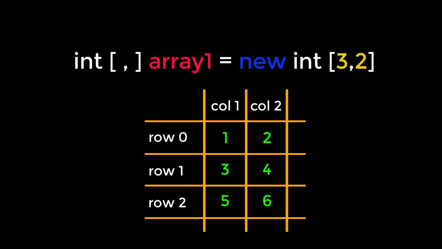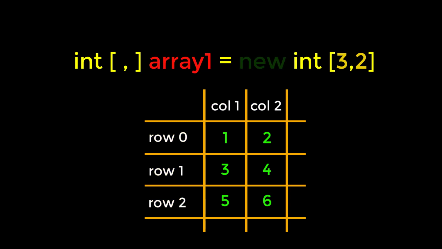Hello everyone. Today we will talk about multidimensional arrays. C# supports multidimensional arrays up to 32 dimensions. Now here in our example we have rows and columns.